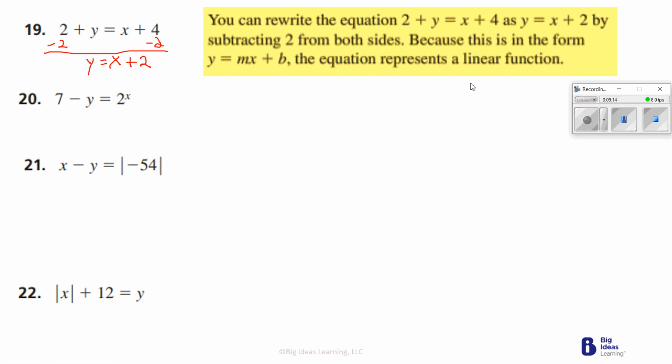That says you can rewrite the equation as y equals x plus 2 by subtracting 2 from both sides. Because this is in the form of y equals mx plus b, the equation does represent a linear function. Number 20 is for you to do. 21. Now it's saying x minus y equals the absolute value of negative 54.